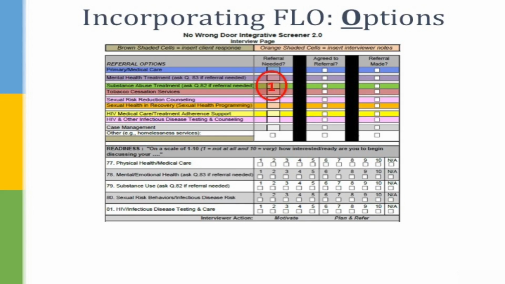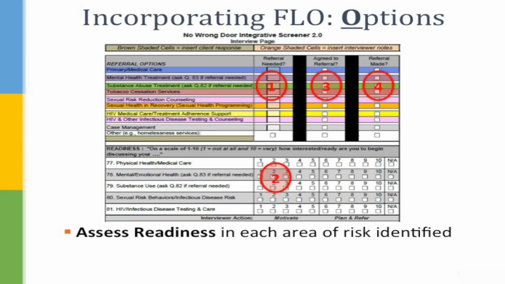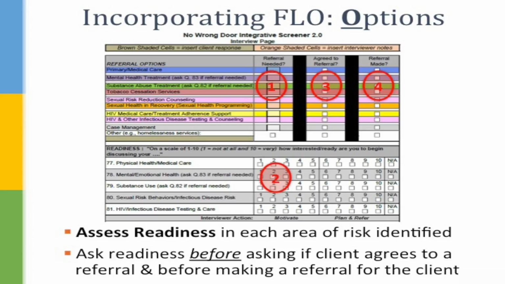The next step then would be assessing their readiness in each of these areas of risk that are highlighted by the screener. So you would take each of those areas, look at the feedback and the graphics that are related to those areas, listen to what they think about in that area, and then go and ask, how ready are you to do something about this on a scale of 1 to 10? And so the idea then is for each of the ones that are checked, you would then go to the next step and ask them about readiness before you would talk to them about agreeing to a referral and making that referral.